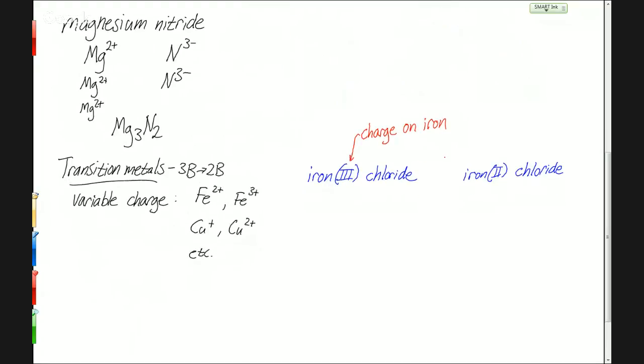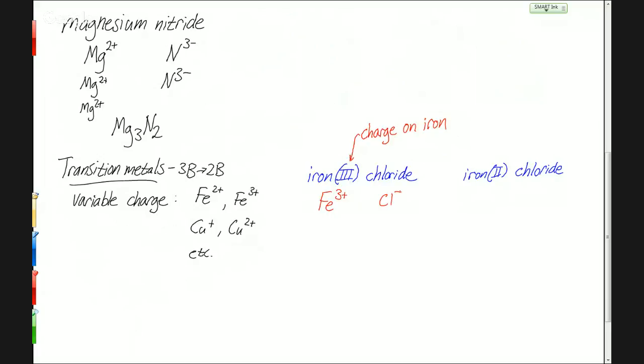So iron 3 chloride tells us that the ion in question here is iron 3 plus. These are all going to be positive ions, by the way. Those transition metals don't commonly make negative ions. And our chloride ion is still -1.